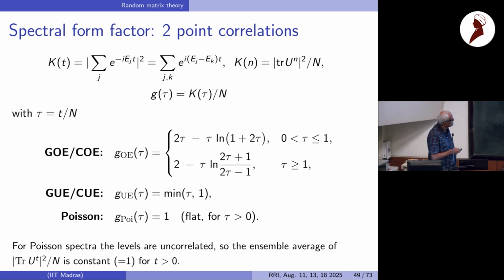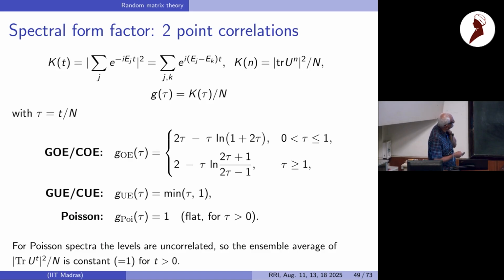For the circular orthogonal ensemble or the Gaussian orthogonal ensembles, they behave in a different way for tau less than 1 and tau greater than 1. This tau is t by capital N, so this is a time scale which is as large as the Hilbert space dimension. It's called the Heisenberg time scale. That's the largest time scale beyond which all the levels are resolved. The discreteness of the levels is resolved. So it's a very large time scale.